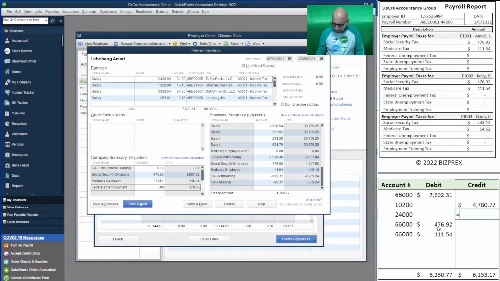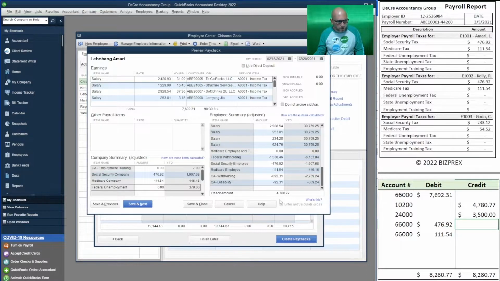Then just this one. Debits and credits are in balance, just like we expected. And by now you know that this amount right here is a debit to 66,000. These amounts here are debits to 66,000. This amount, oops, sorry, my bad. This amount right here is a debit to 66,000. These two amounts are debits to 66,000.